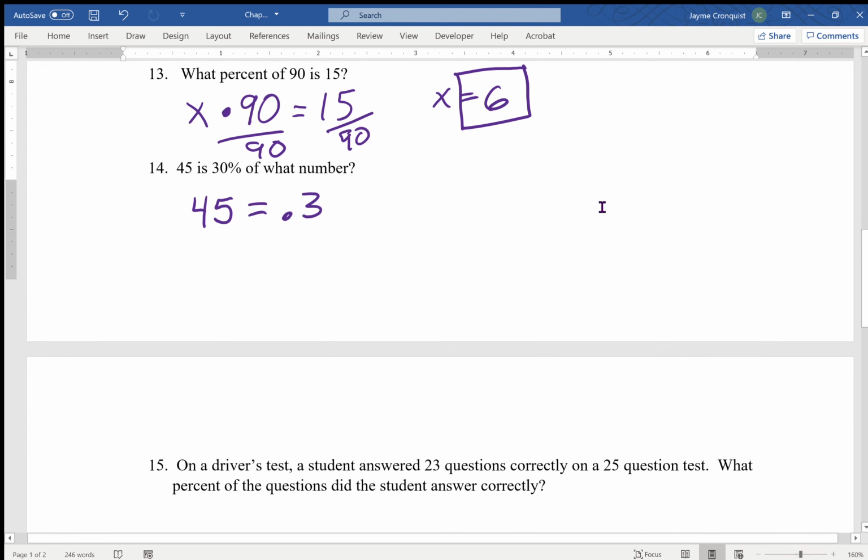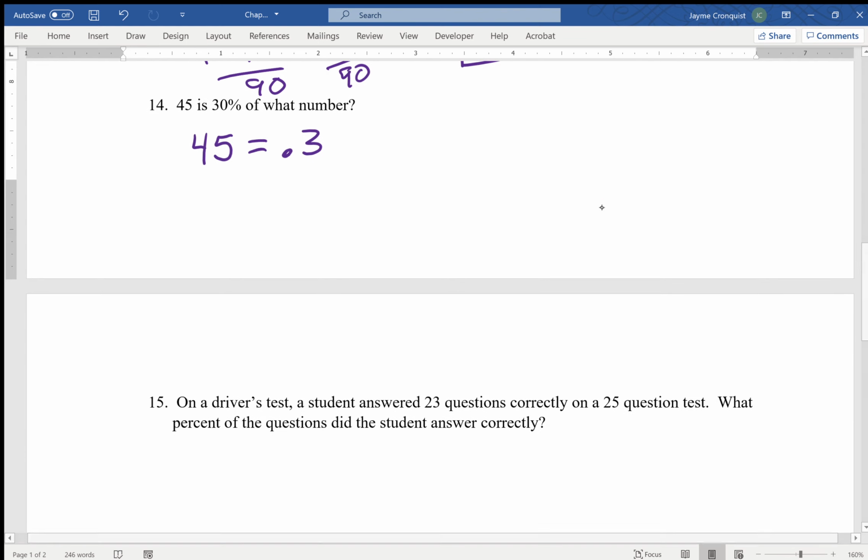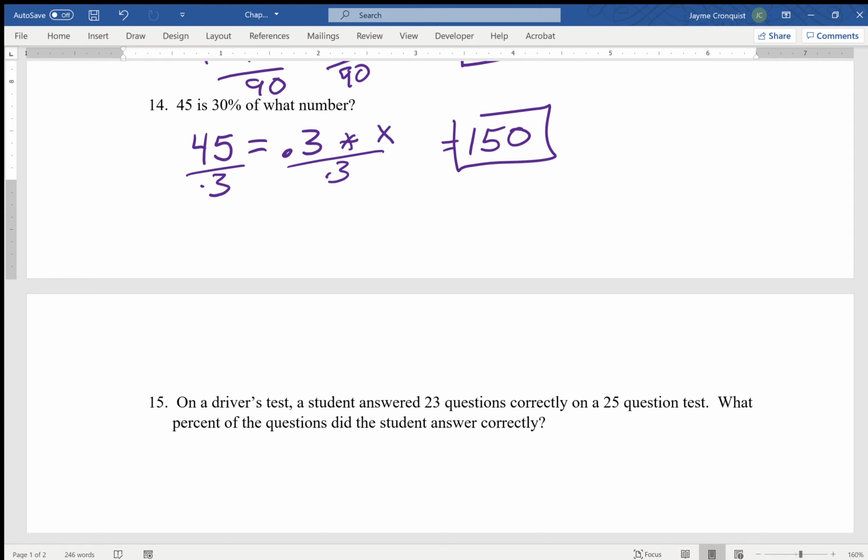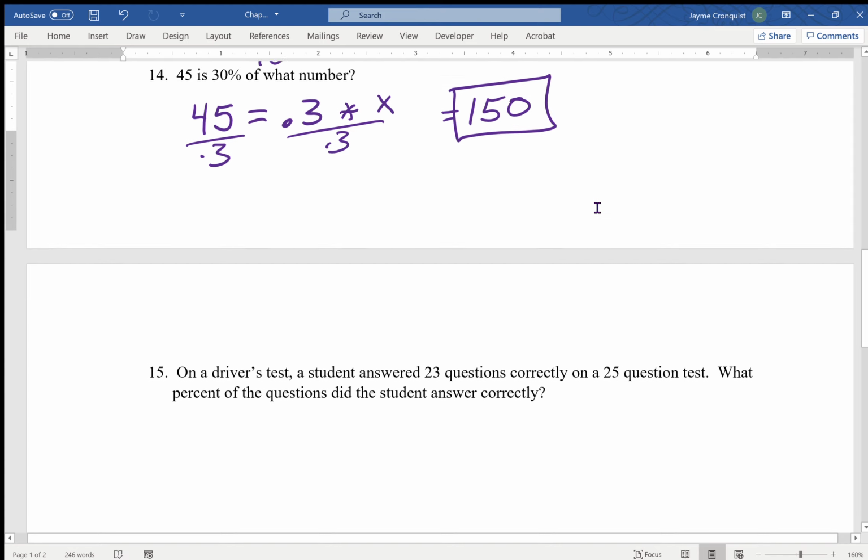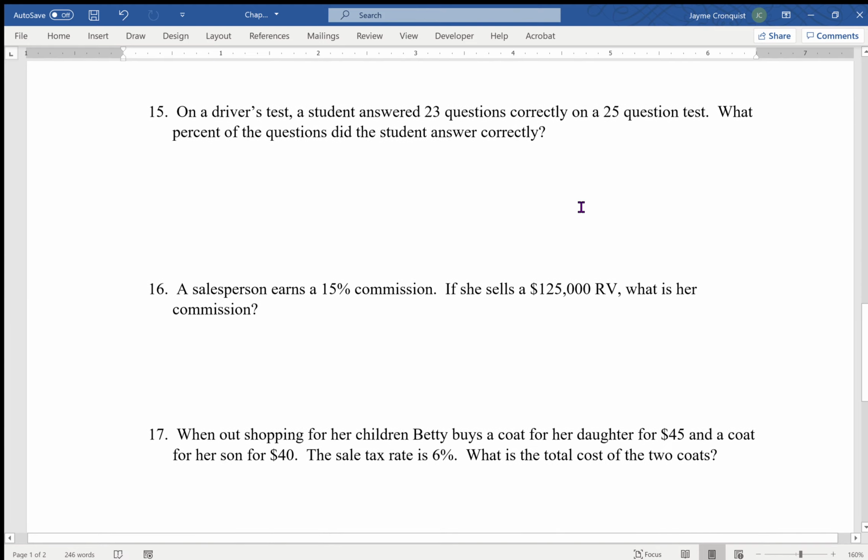Yeah, that's correct. Okay. 45 is 30% of what number? So if I divide both sides by 0.3, 45 divided by 0.3, and I get 150. All right, not too bad. That's our first page.